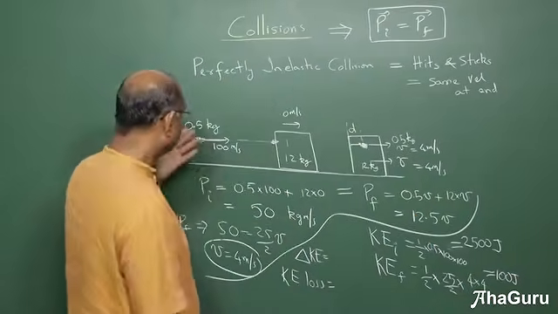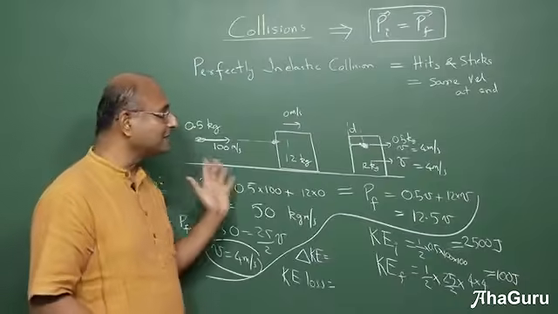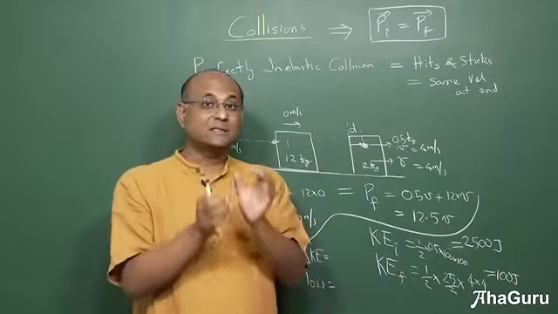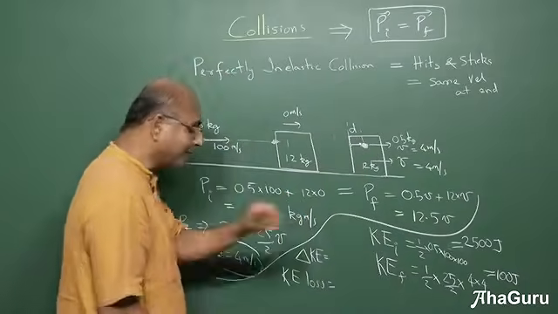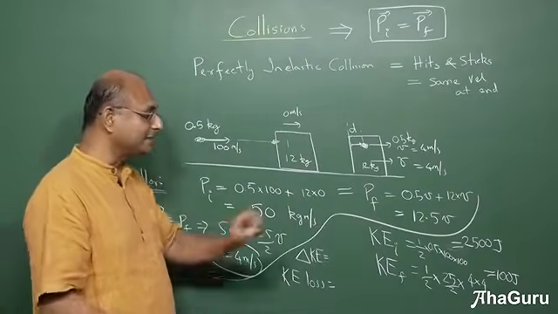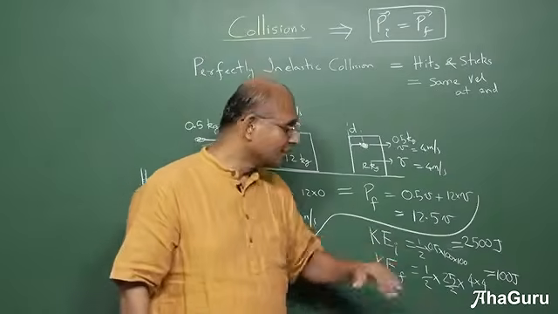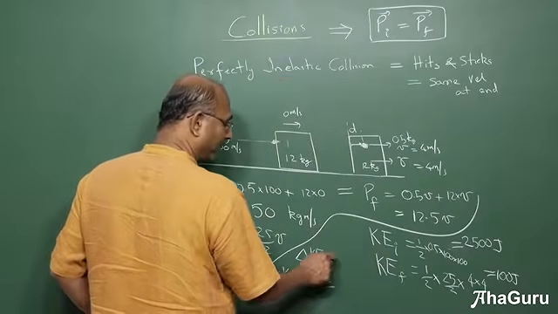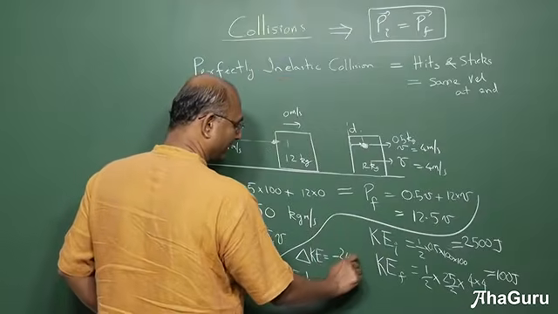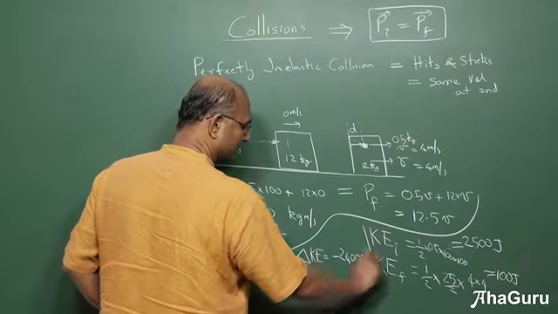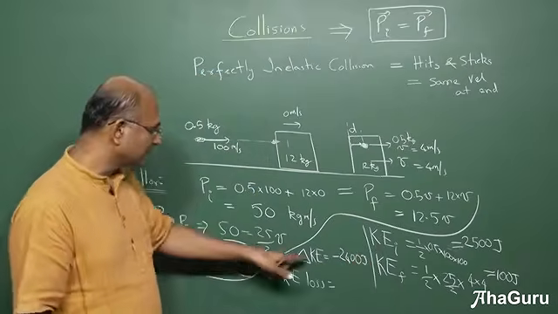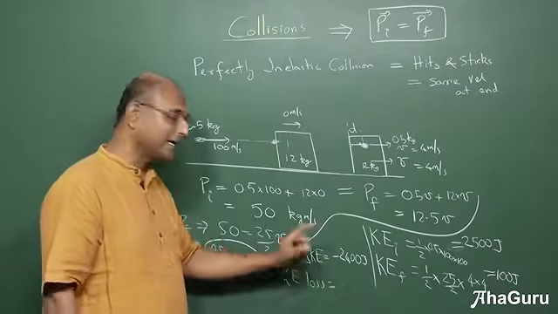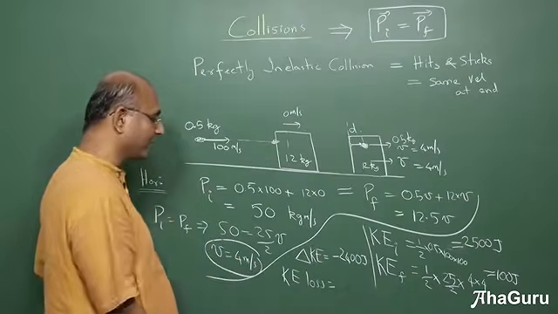Did you see? In the beginning there was a huge amount of energy. In the end, the total kinetic energy is really, really tiny. So what is the change in kinetic energy? Change is always final minus initial. So 100 minus 2500, minus 2400 joules. Is that clear? Change in kinetic energy is a negative number, minus 2400 joules.